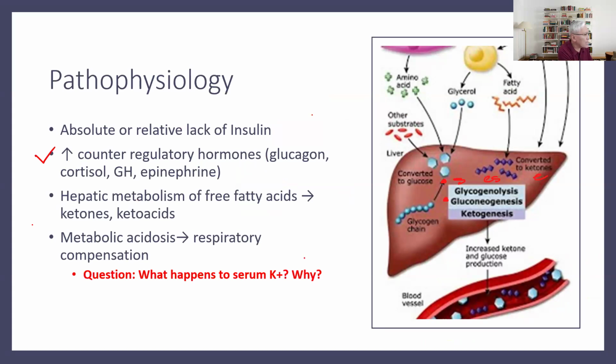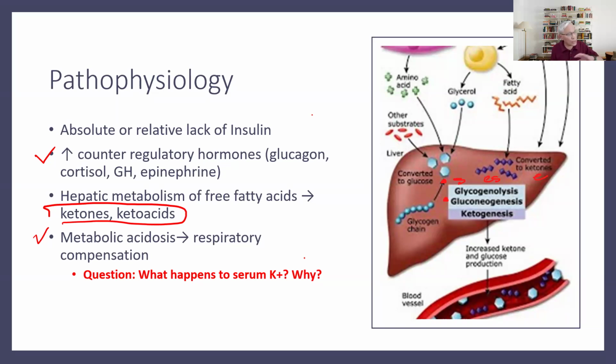Now, as you see, what usually happens when we have a lot of acids, ketones and acids, we're going to have metabolic acidosis. And this metabolic acidosis is going to now cause a respiratory compensation. And this is what is known as Kussmaul's respiration.